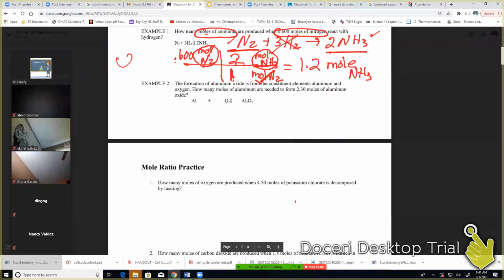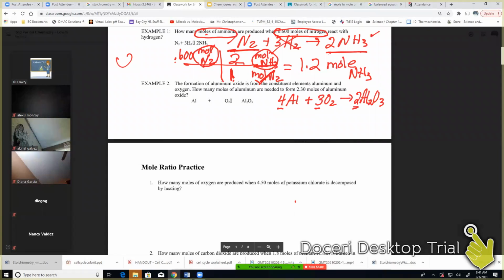So once again, this is not balanced. Whenever I balance it, I have 4 plus, I'm just rewriting it because of that arrow, 2 Al2O3. So I have coefficients of 4, 3, and 2. Those are my coefficients on that one.